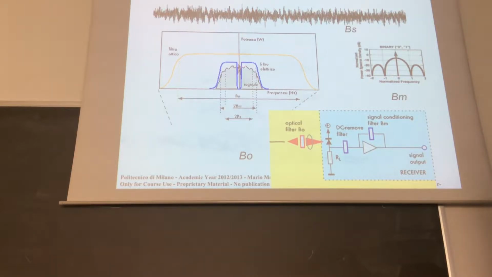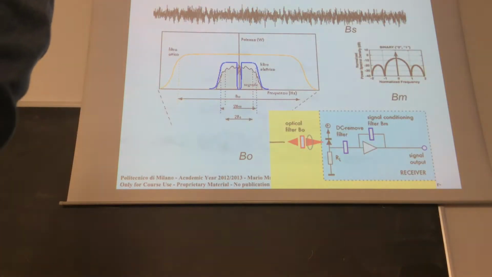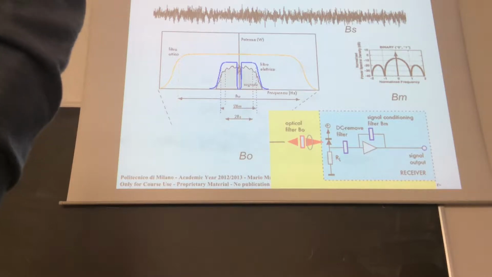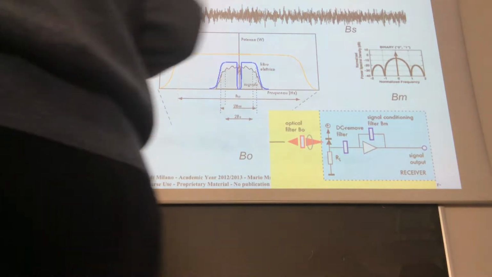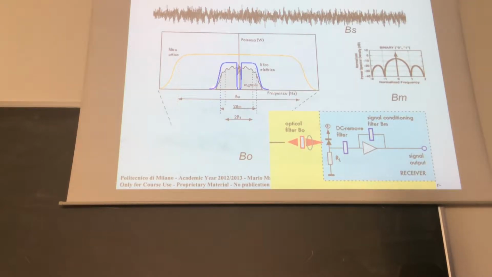The electrical filter is provided by a notch function, as you see here, around zero in order to remove the DC component, because people are never interested in the DC component. So this is the blue filter with a bandwidth Bm. Bs is the bandwidth of the signal itself, and BO, where the O stands for optical, is the yellow bandwidth.